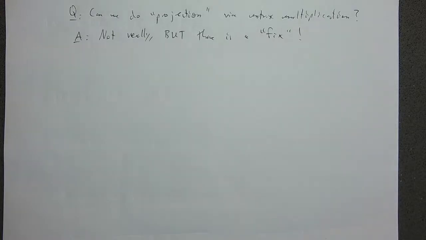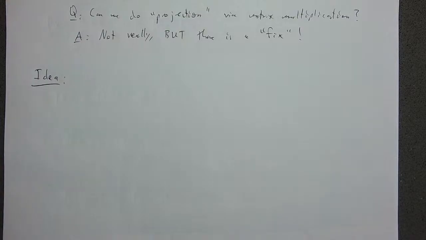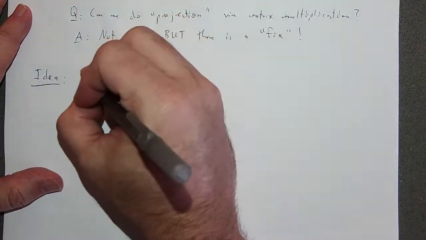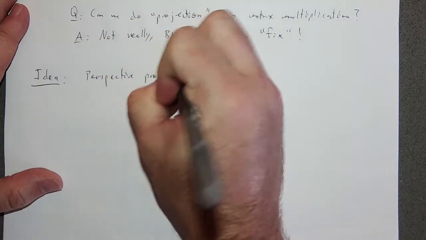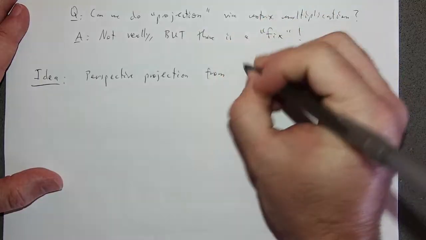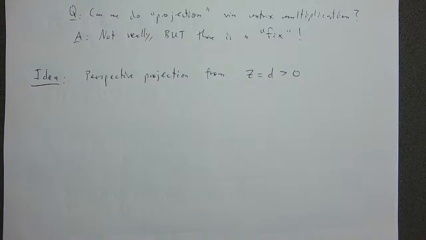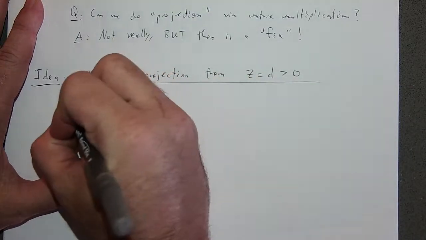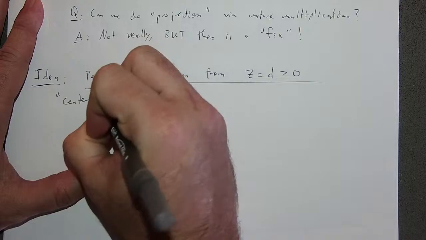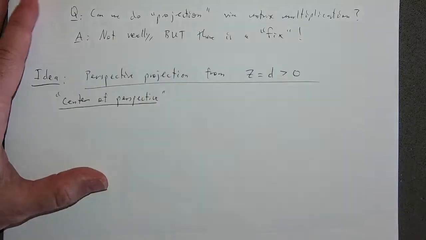What is the first idea? The first idea is what we will call projection from z equals d. So, perspective projection from some height along the positive z-axis. Okay. So we will call this our center of perspective. So this is our viewpoint, if you like.